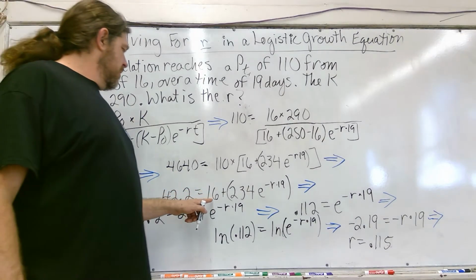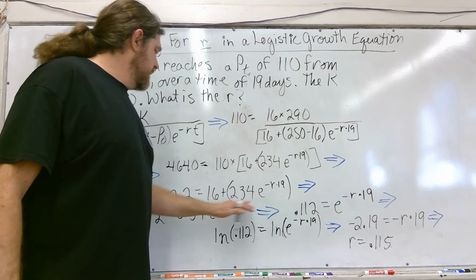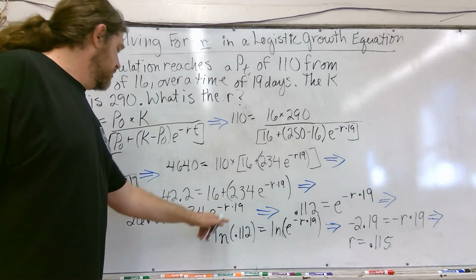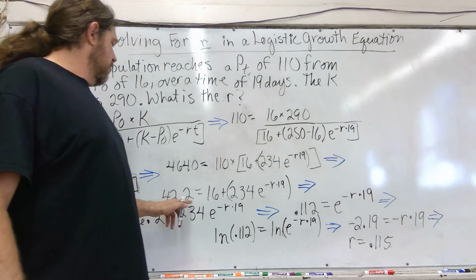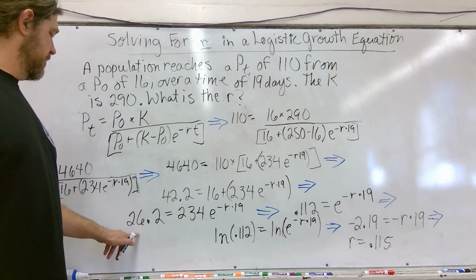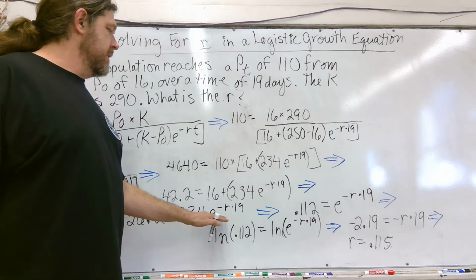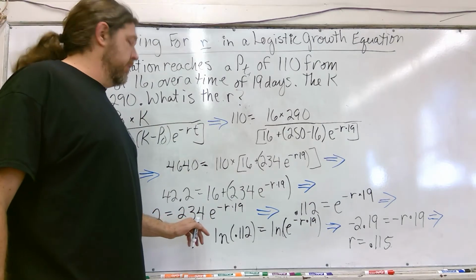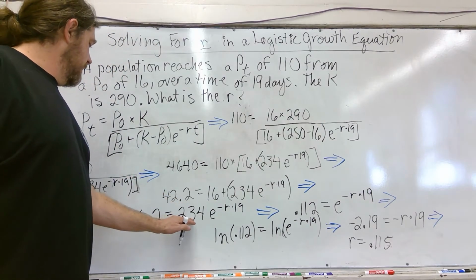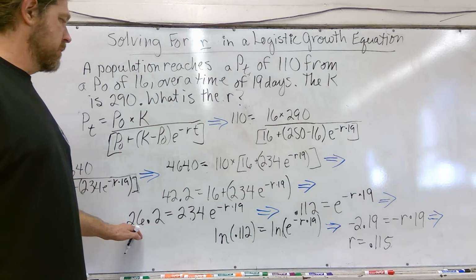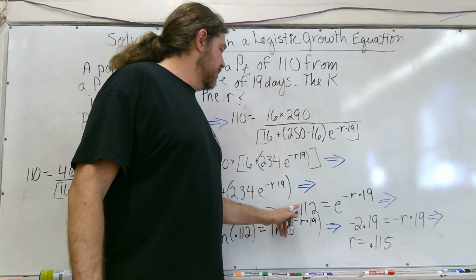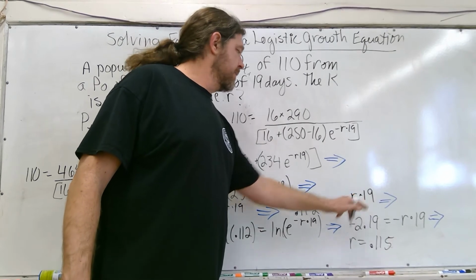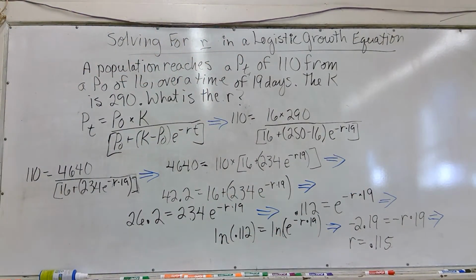And we get this as our simplification. From there, we now have this entire expression uncovered, and this 16 we can get rid of simply by subtracting it from the other side. 42.2 minus 16 is 26.2. As we can see, we're about to see daylight here. We've got one more value that we can move over to the known side before we tackle Euler's number and the exponent, by dividing 234 into 26.2, giving us 0.112, and on the other side, Euler's number raised to the negative of our rate times the time of 19 days.